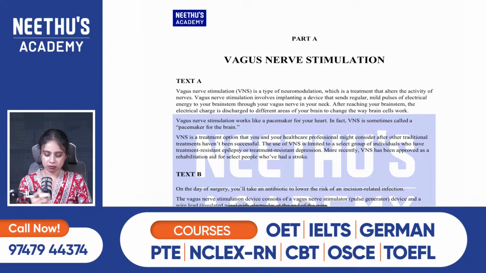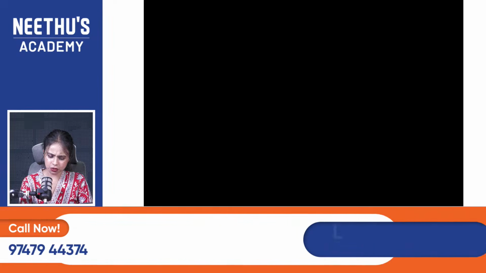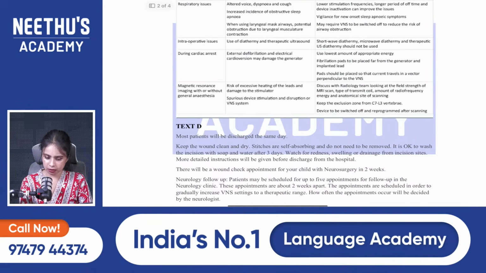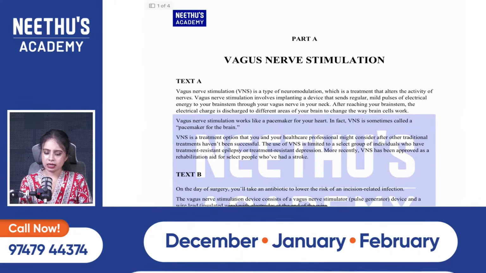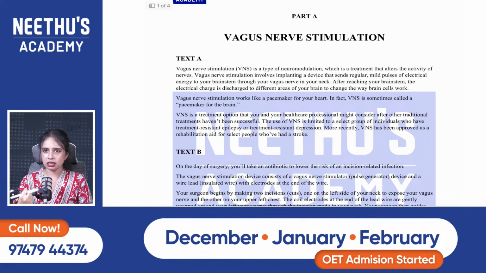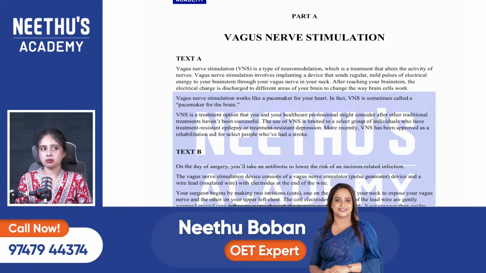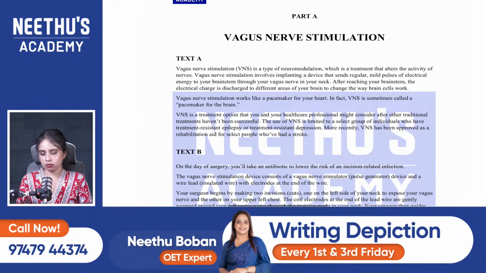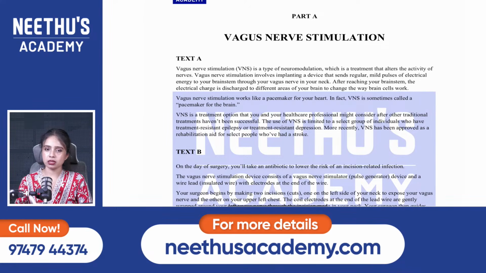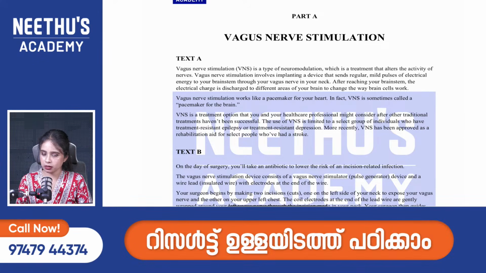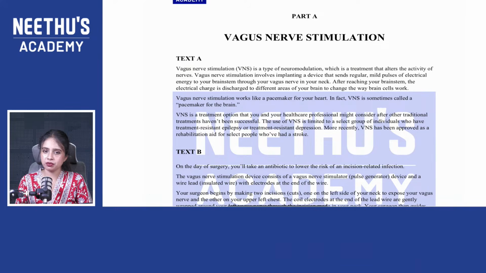So here, you already know that we are applying the skimming and scanning method in part A. It doesn't matter whether the material is hard, tough, or easy. The method you're applying is what matters. The method we apply is important, not the material. Whether it is a simple material or a hard material, the method we are applying is the same.